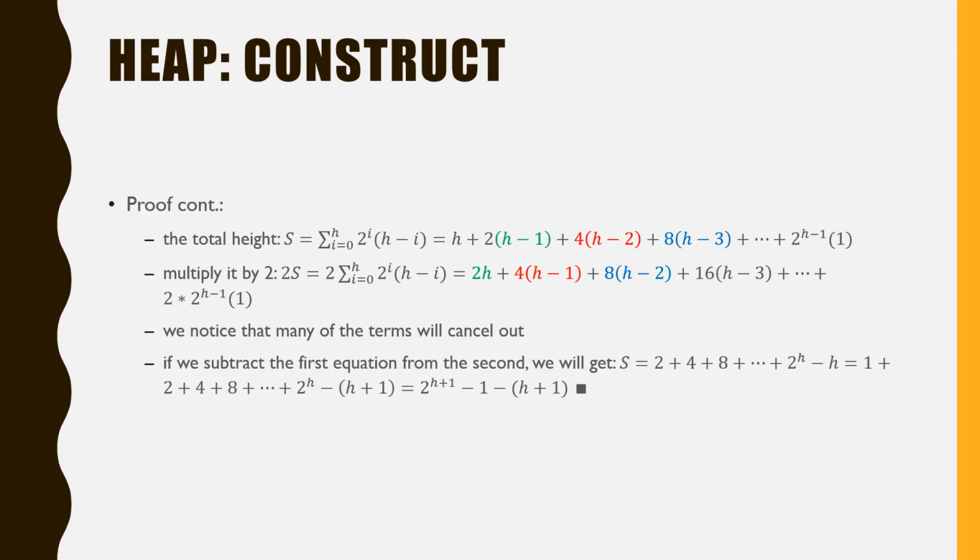In this case, the remaining terms resulting from the subtraction form a geometric series with a common ratio of 2. Thus, the result of the subtraction simplifies to S equals 2 to the power of h plus 1, minus 1, minus h plus 1. In other words, the sum of the heights of all nodes, as well as the total number of swaps performed in a construction operation, is upper bounded by 2 to the power of h plus 1, minus 1, minus h plus 1.